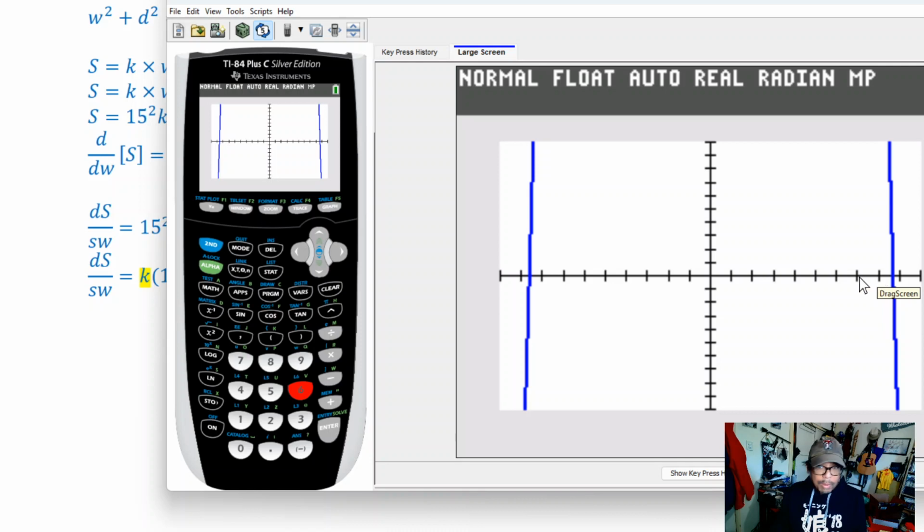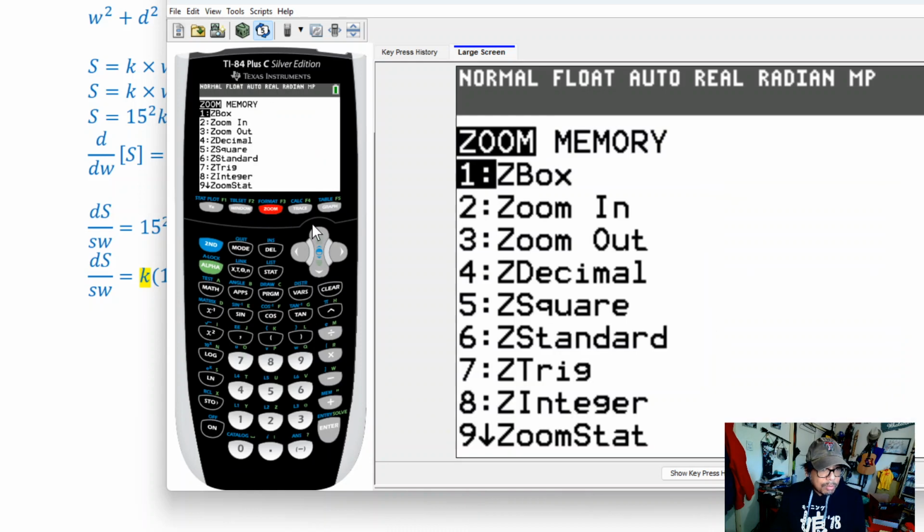Okay. Remember, this is a graph of the derivative. So if this is the derivative, then every time the line is below the x-axis, the derivative is negative. Every time the derivative is above the x-axis, the derivative is positive. So I'm going to zoom in over here. I'm going to do that with zoom box.